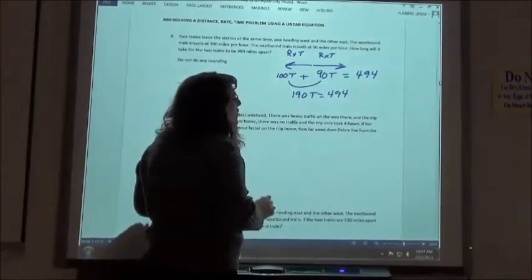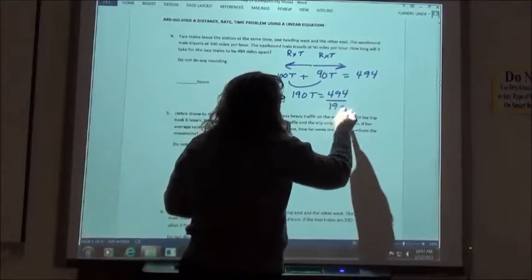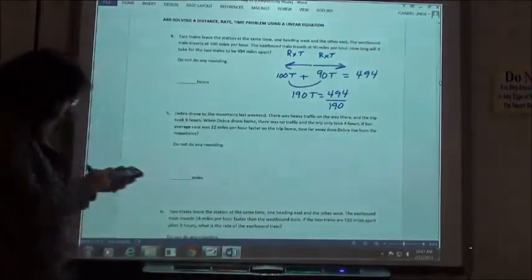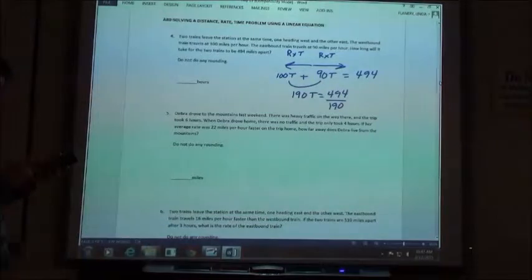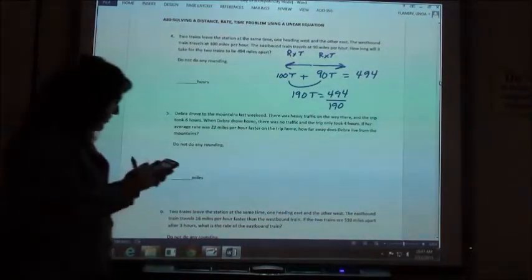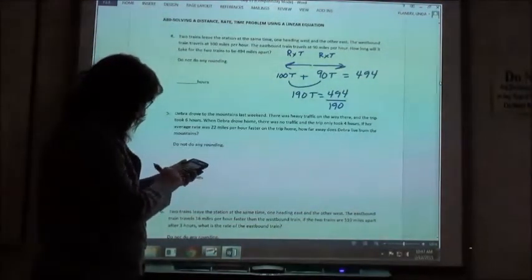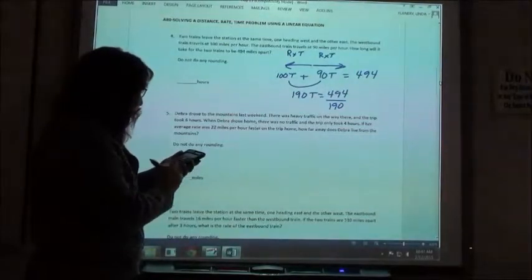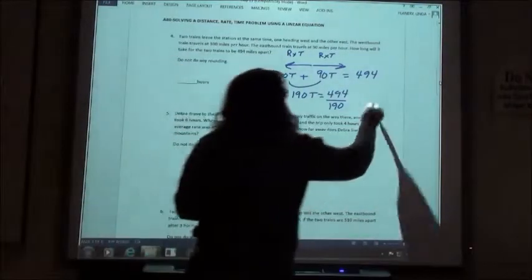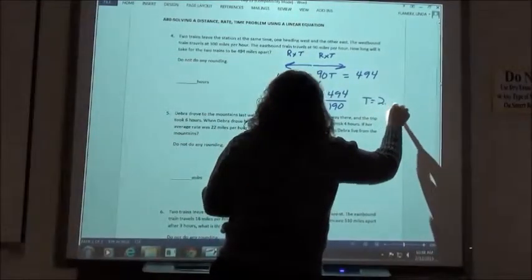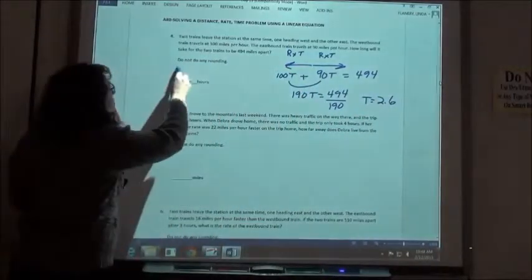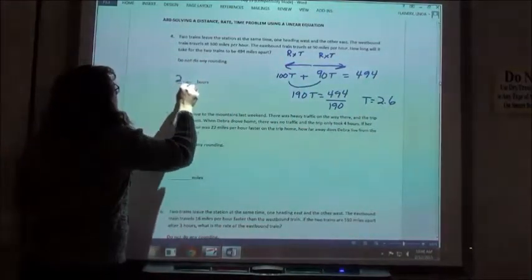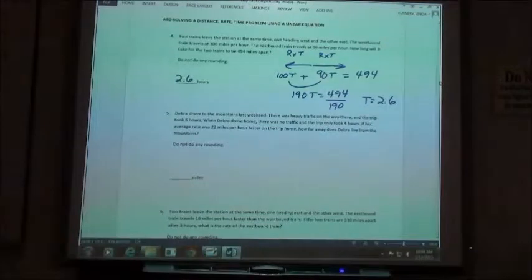And in order to solve that, of course, all we have to do is divide. 494 divided by 190 gives me 2.6. So my time is 2.6 hours. It tells me not to round it off. So 2.6 hours is how long it would take them to be 494 miles apart.